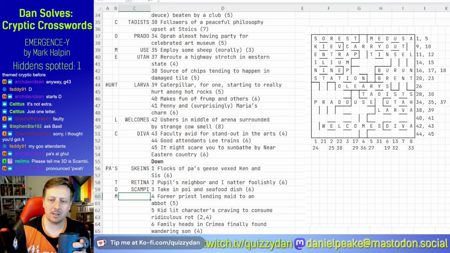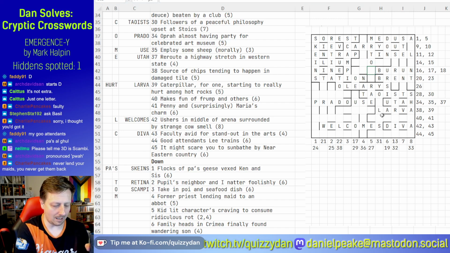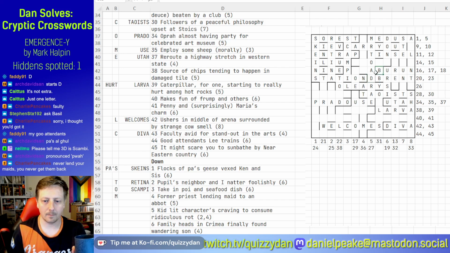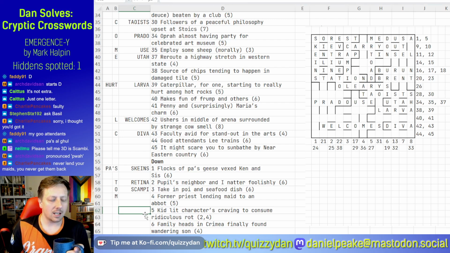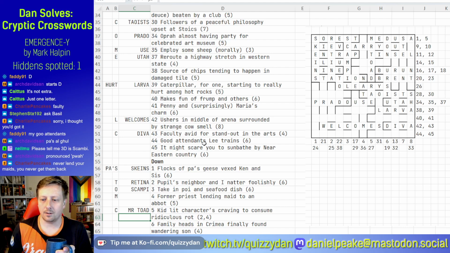No. Now we have Mr. T starting at the top of this. So what's going on here? Kidlit characters craving to consume ridiculous rot. Okay, so mad is raving. And then rot is ridiculous in the middle of it. So kidlit characters craving to consume... Oh, it's raving, isn't it? Craving becomes raving. And then we get Mr. Toad. That's good.